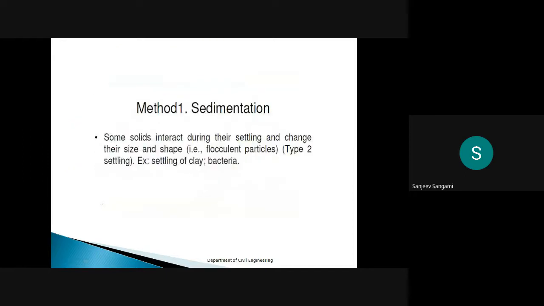Then some solids interact during their settling and change their shape and size. So those are the flocculant particles we already discussed. So go through this. This is one more type, Type 2 settling.